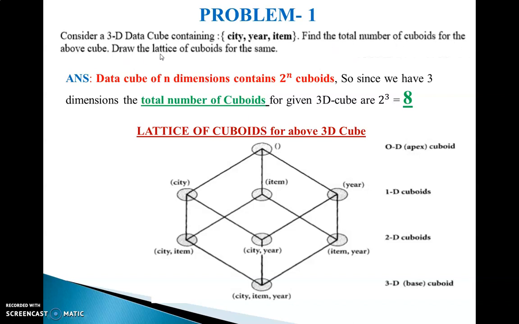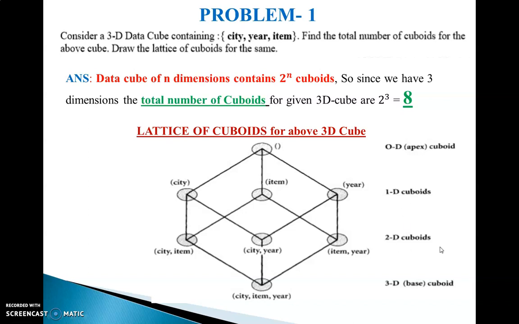Now we have to draw the lattice of cuboids. We will start from the apex, which is empty. Apex, empty, means all. Then it is connected to 3: city, year and item. That is your 1D, one-dimensional cuboids: 1, 2 and 3.